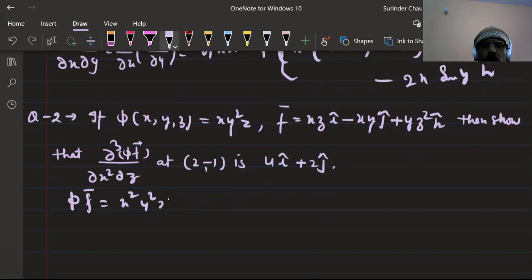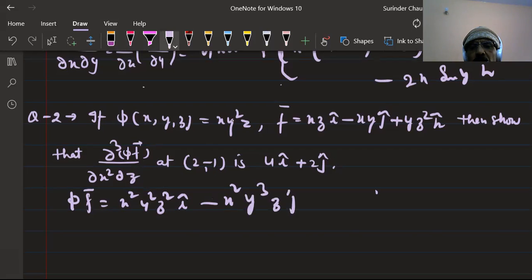y square, z square, iota, x square, y cube, z j plus, sorry, minus, minus minus x square, is equal to x square y cube zj plus x y cube z cube k.